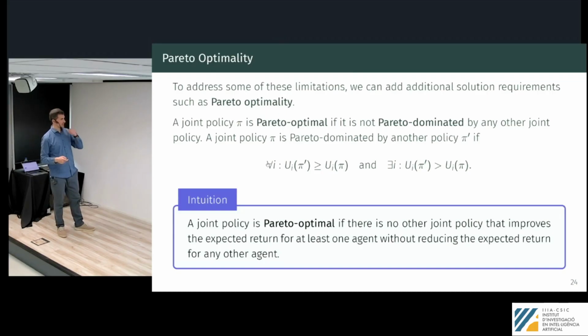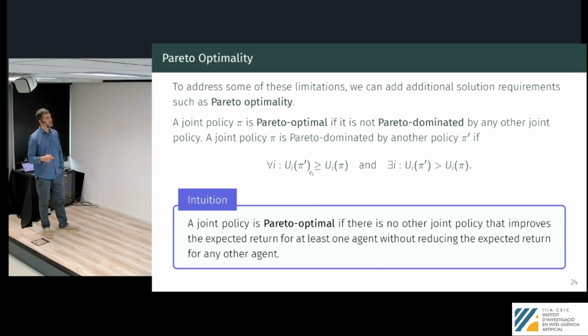So it looks like this technically. A joint policy is Pareto dominated if there's another joint policy where at least one agent is strictly better off than in the previous joint policy. So we're comparing two joint policies, pi and pi prime. Let's say there's another policy, pi prime, where there exists an agent i that is strictly better off in terms of expected return than in the previous joint policy. All the other agents are at least as well off. And if such a joint policy pi prime exists, then we say that pi is Pareto dominated. We say that the policy is Pareto optimal if there's no other policy pi prime that is dominating it.